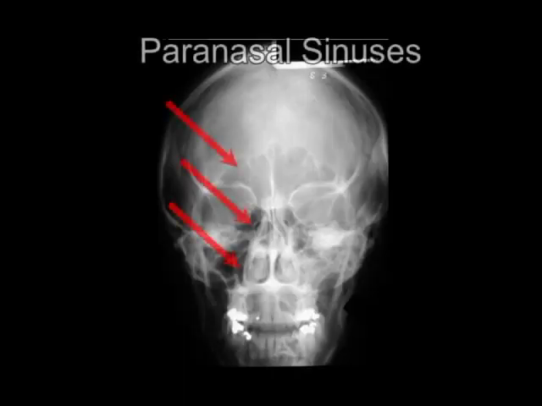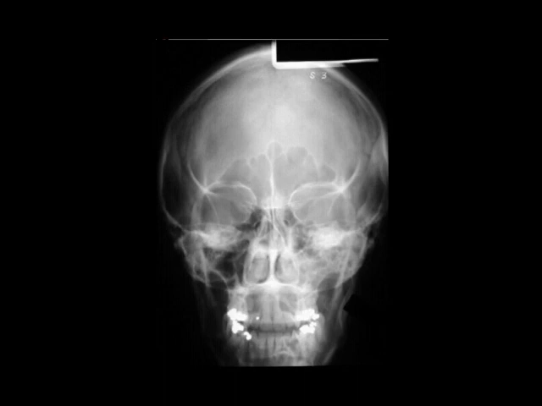There are air cells or cavities in the skull known as paranasal sinuses. The paranasal sinuses are connected with the nasal chambers and are lined with the same ciliated mucoperiosteum. Thus, these sinuses are extensions of the nasal chambers into the skull bones. For this reason, they are known as paranasal sinuses.